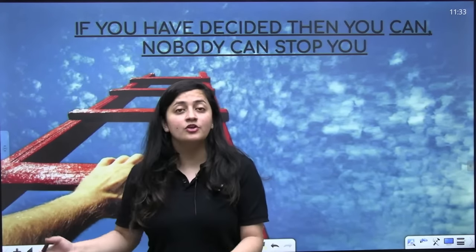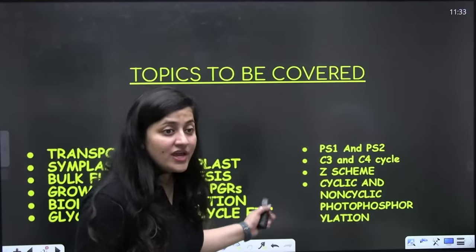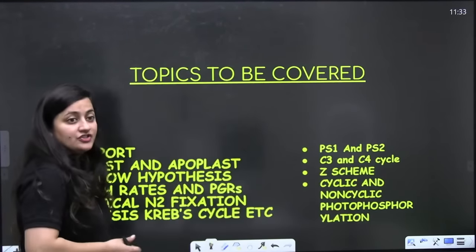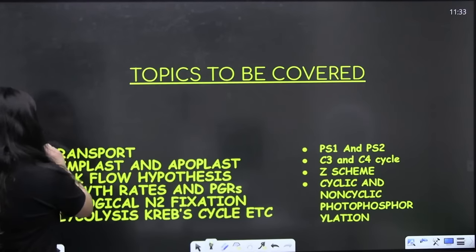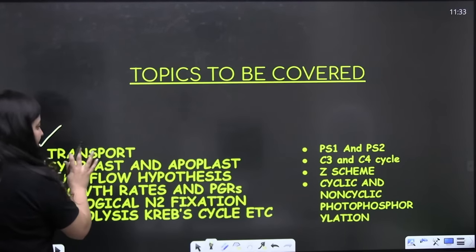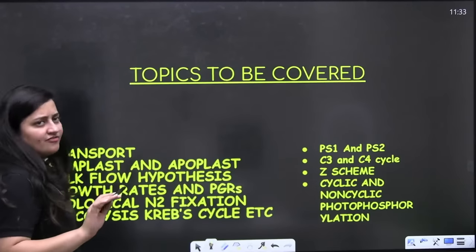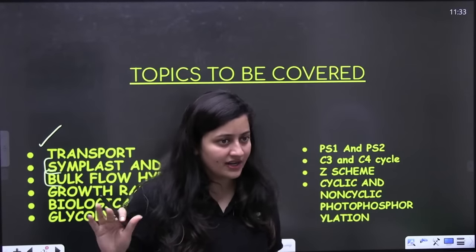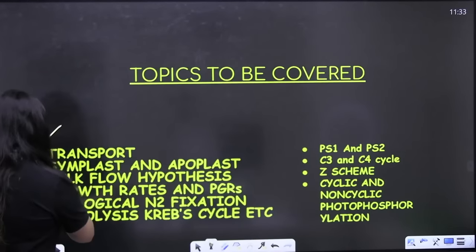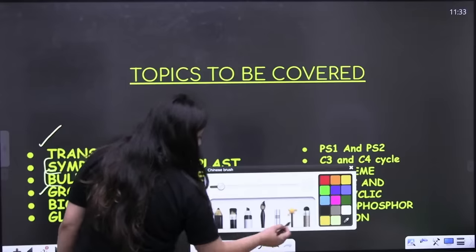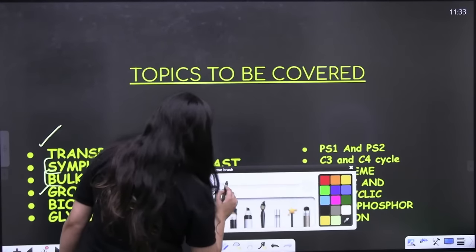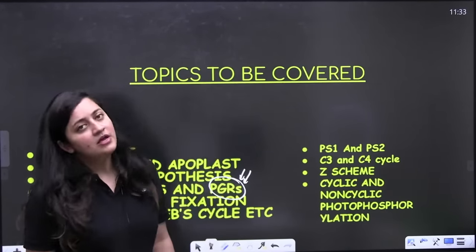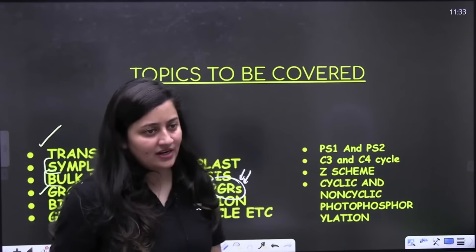Just share the video link with your friends and tell them that today we are going to revise the top 10 most important topics of plant physiology. Here you can see the list. We'll talk about the basics of transport. We will discuss symplast and apoplast and the bulk flow hypothesis, and I'll directly tell you the type of question that will come in your exam. Then growth rates, and mainly the PGRs, plant growth regulators. Definitely two questions will come from plant growth regulators in one way or another.